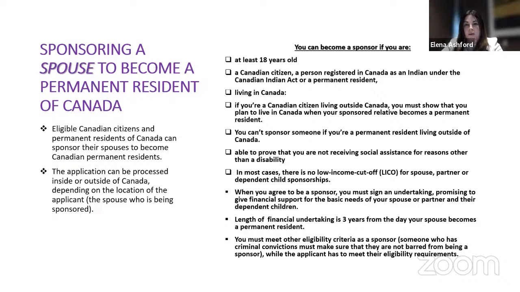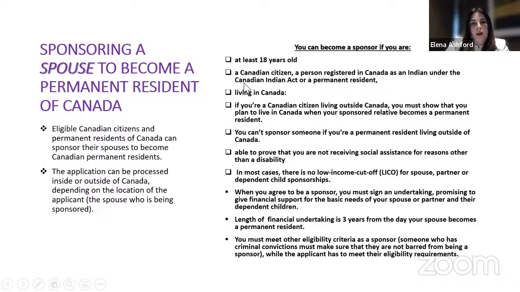And the sponsorship of a spouse outside of Canada also varies by the office where the application is filed, and the processing times have been different between the offices, anywhere from 8 to 15 months. That would be the average.